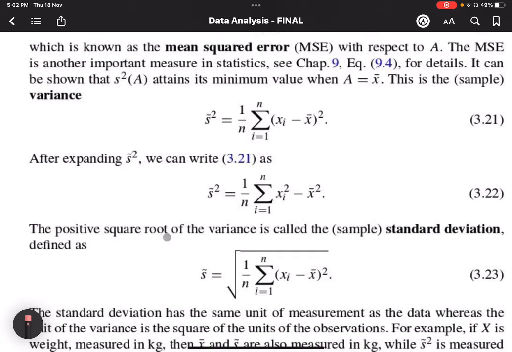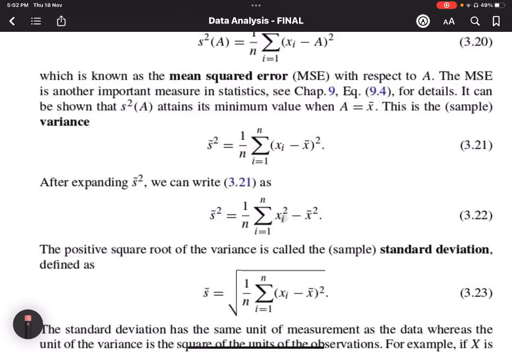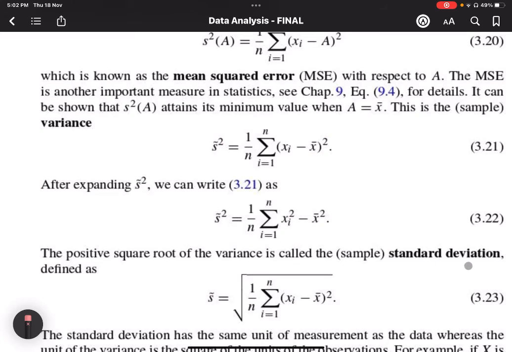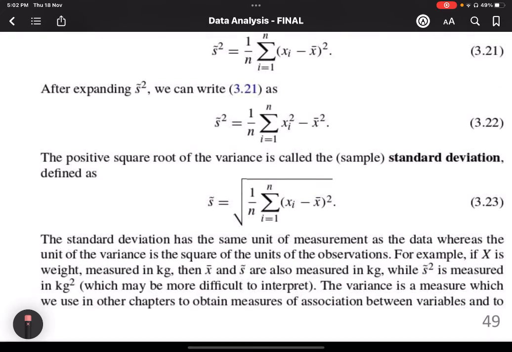The positive square root of the variance is called the standard deviation. Okay? So, kung positive daw yung variance, we call that standard deviation. The standard deviation has the same unit of measurement as the data, whereas the unit of the variance is the square of the units of the observation.